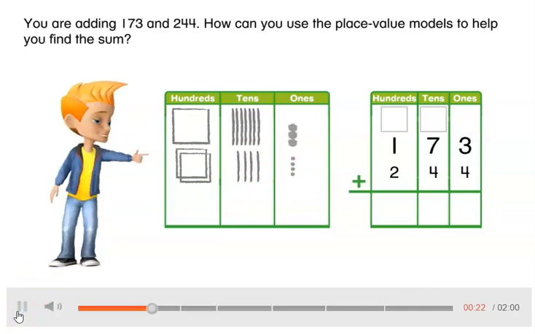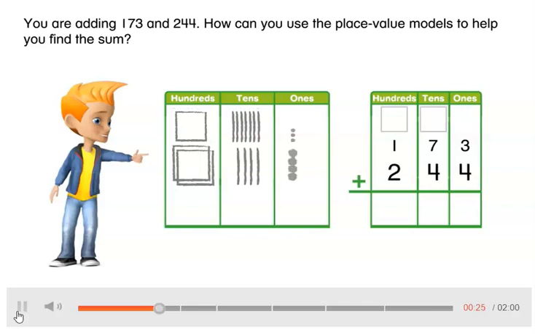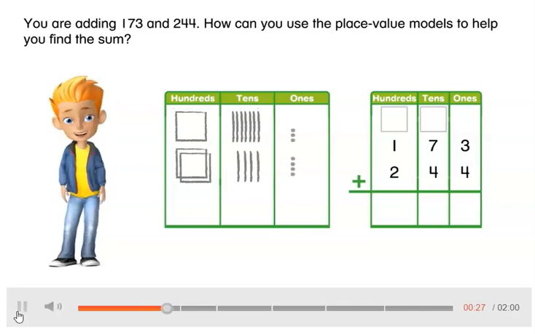You are adding 173 and 244. How can you use the place value models to help you find the sum?